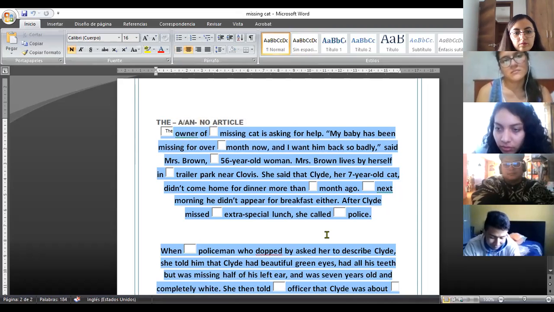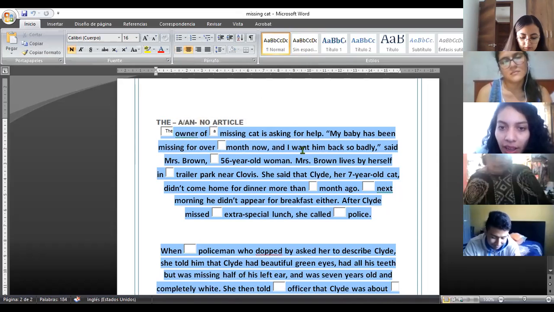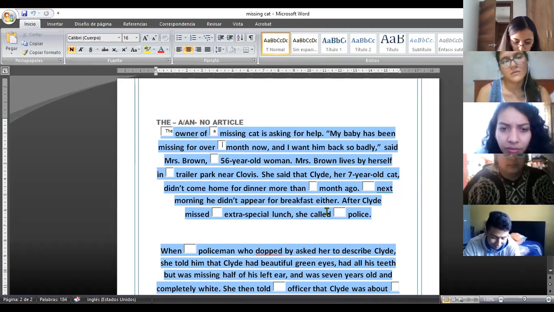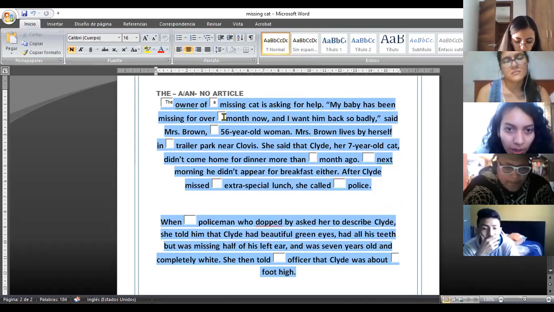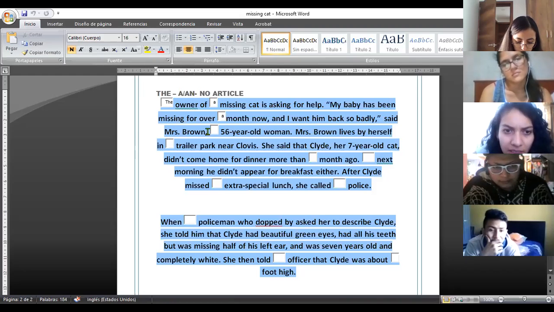A missing cat. Great job. The owner of a missing cat is asking for help. My baby has been missing for over... A month now. Exactly. Thank you so much. For a month now. And I want him back so badly, said Mrs. Brown.